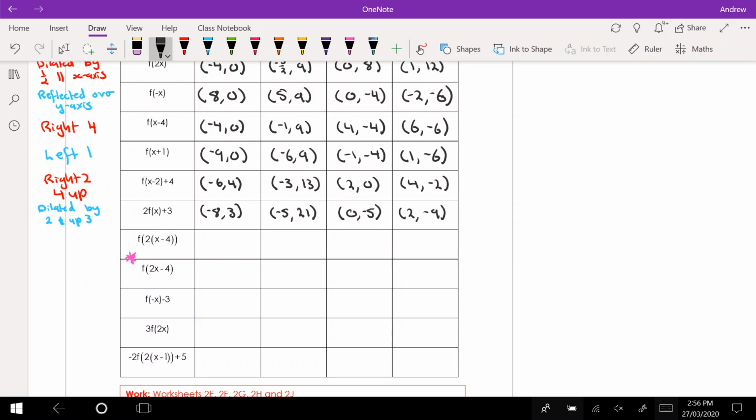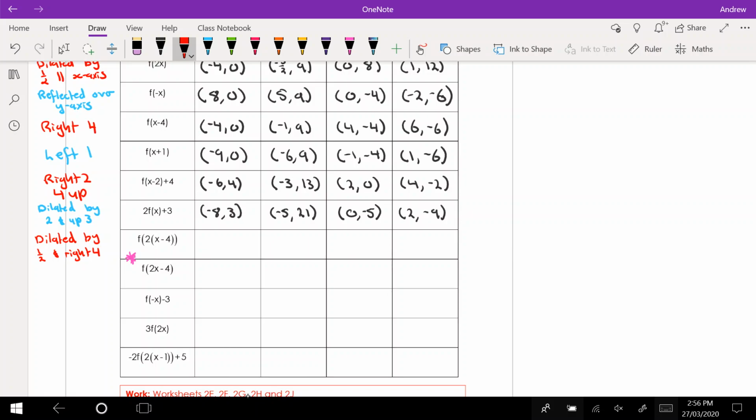Nish, what transformation has occurred? Dilated. Dilated by how much? By a half, exactly. So it's dilated by a half. And then what? And right 4. Would it be 8? No. Hold on. So it's dilated by a half and then right 4.